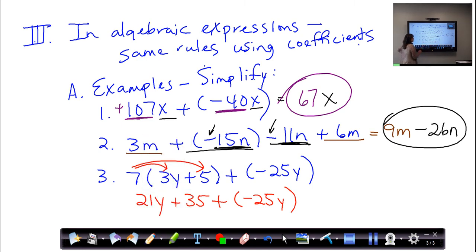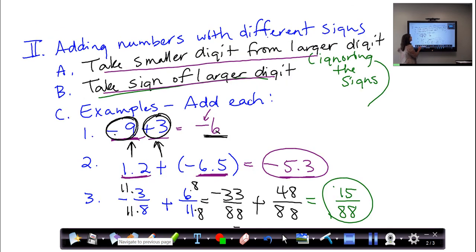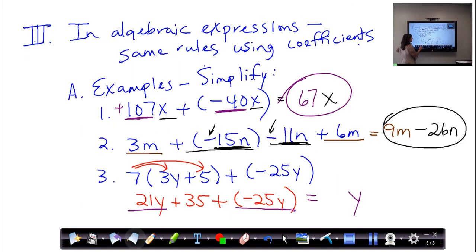Now I just need to combine up my like terms. Here's a y, here's a y. So I'm going to combine them up. I'm going to work the coefficients, and I'm going to retain what's making them alike. That's the y. When I work the coefficients, notice this one's positive, this one's negative. The signs are different. When the signs are different, recall that all we have to do is take the smaller digit from the larger digit and then take the sign of the larger. So when I take the smaller 21 from the larger 25, the difference is 4. The sign of the larger, well, 25 is bigger, so I'm going to take its sign, which is negative. And don't forget this little 35 guy in the back, because he's there and he's very important, so we don't want to lose him.